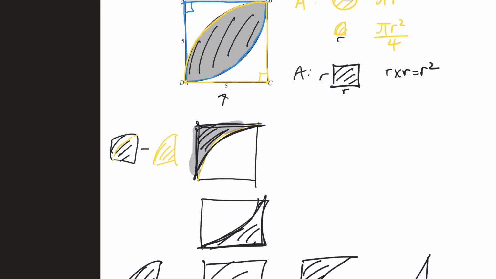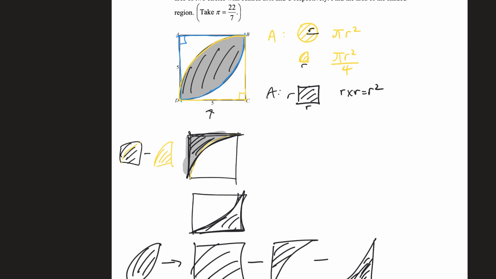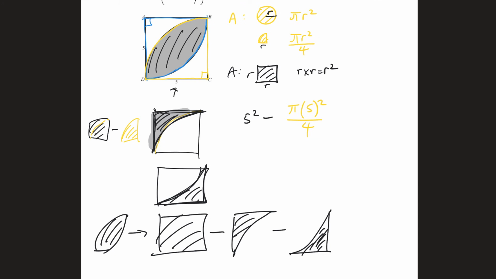So we can say, what's the area of the square? Area of the square is simply 5 square. And we subtract away the area of the quarter circle, which we've seen is simply pi, and r is 5, so 5 square over 4. Now, just bear in mind, we're solving for this area. Okay, and so let's just plug it in. Now, they say pi is 22 over 7. So this is going to be 25 subtract 22 over 7 times 25 over 4, because 5 squared is 25.